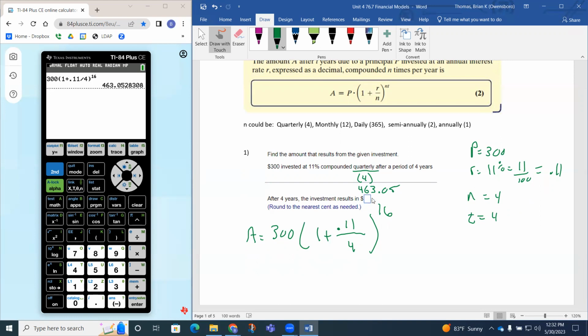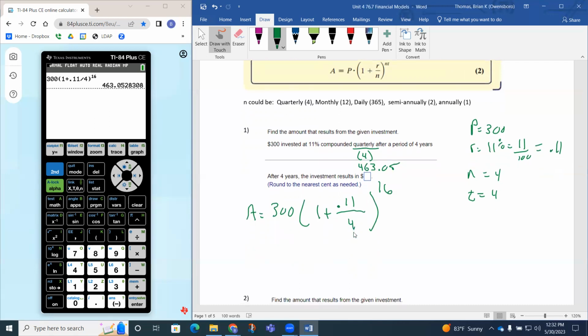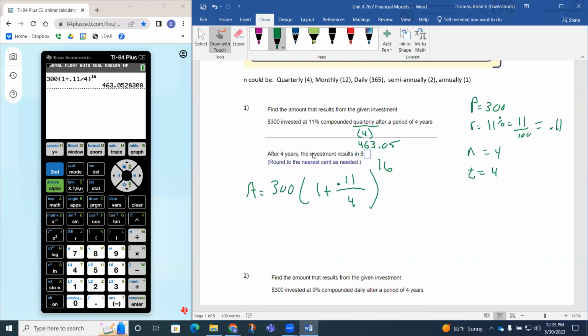So notice that our investment made $163.05 over a 4-year period. So keep that in mind. If you invested more than $300, you could be making a little bit more money as well. Especially, a lot of people consider 12% a very good interest rate, and 11% is knocking right there on the door of that. But a lot of people aren't looking for 12% anymore.